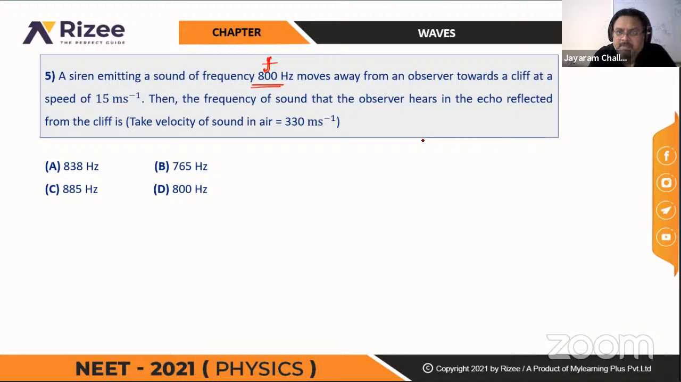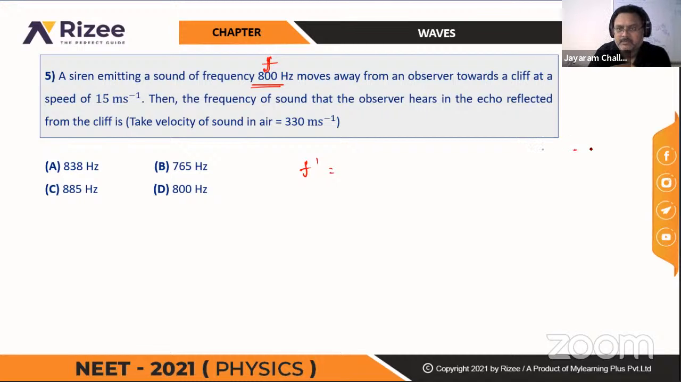Away from the observer towards a cliff at the speed of 15. So the source of sound is moving towards this cliff at 15 meters per second, and we need the frequency of the sound heard from the echo reflected from the cliff. The cliff is at rest, the observer is at rest. The only thing that is moving is the source. Then your new frequency can be obtained as f dash is equal to.